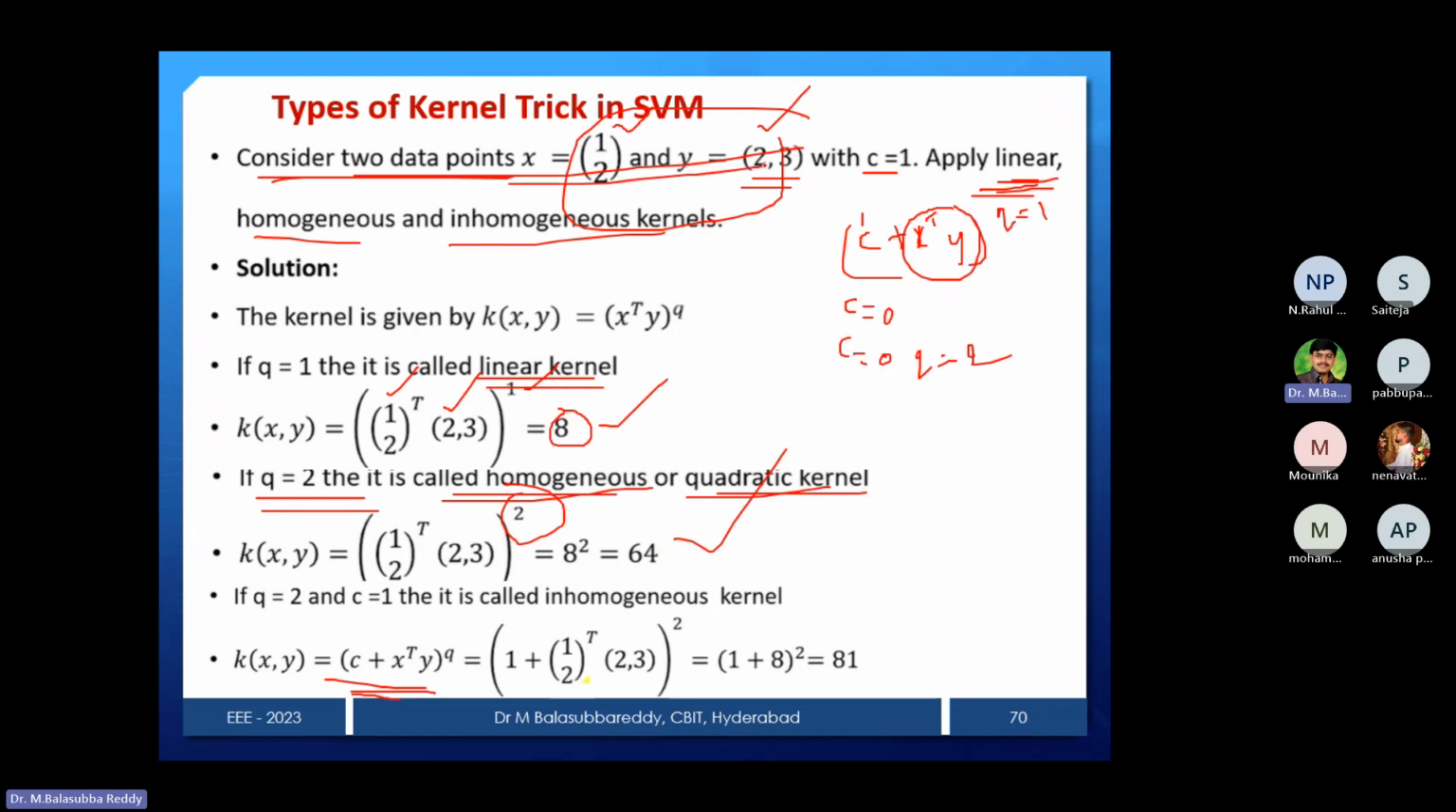One data point is 1, 2 and Y is 2, 3. This data point you apply here, and you get the homogeneous points. Now we see C plus X transpose Y to the power Q, with C equal to 1. Now we got the values of the inhomogeneous, then homogeneous, then linear kernels.